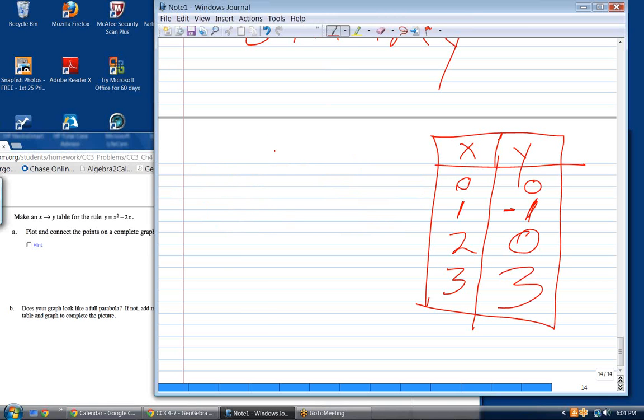Now let's graph it. This is the y-axis, this is the x-axis. So I know that when x is 0, y is 0. So that point's on the curve. When x is 1, y is negative 1. So this point is on the curve. When x is 2, y is 0 again. When x is 3, y is 3.